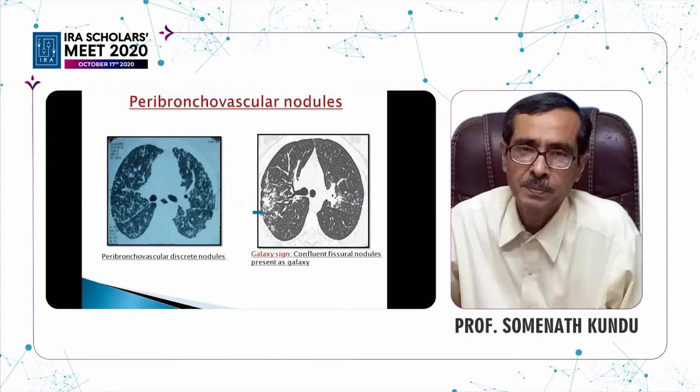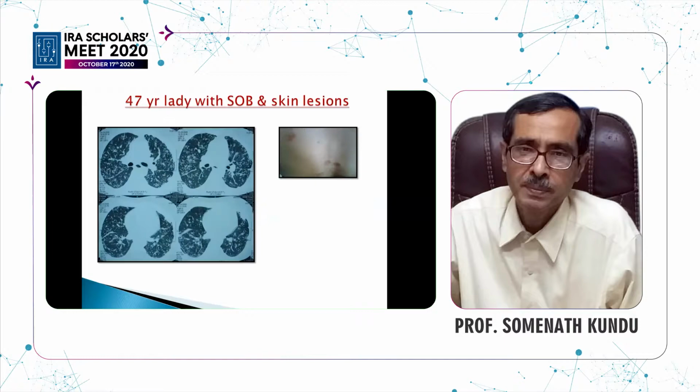Peribronchovascular. This was one of our patients, a 47-year-old lady with dyspnea, with skin lesions, with HRCT in all the cards. You see the upper part from the upper lobes and the lower cards, because you can see the bronchus and the carina. So the first two cards belong to the upper lobes. The lower, you see the ventricle of the heart, so this belongs to the lower lobes. We are seeing peribronchovascular nodules, and this is classical of sarcoidosis.